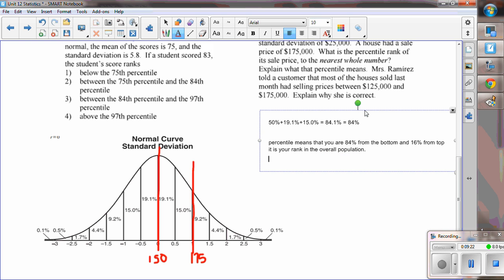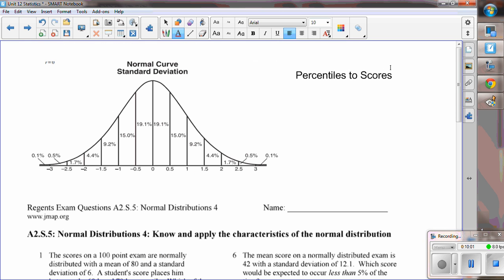And Ms. Ramirez told a customer that most houses sold between here and here, and she is correct because that is within 1 standard deviation of the mean, which is 68% of the population of the houses sold at that amount. So you just really need to understand the curve, understand percentiles, understand how to calculate the percentages. Okay, so we're going to stop here, and in our last video, we are going to discuss the percentiles to score.